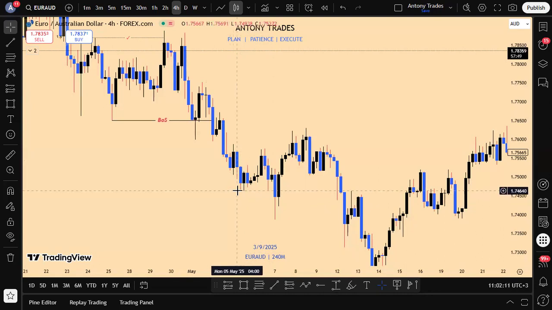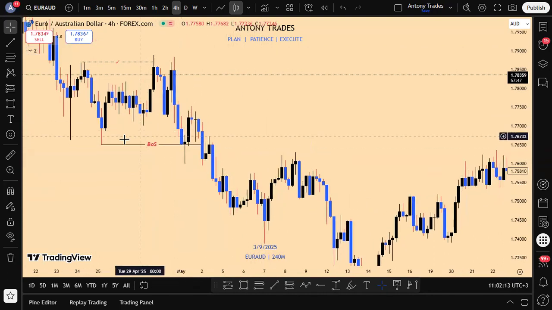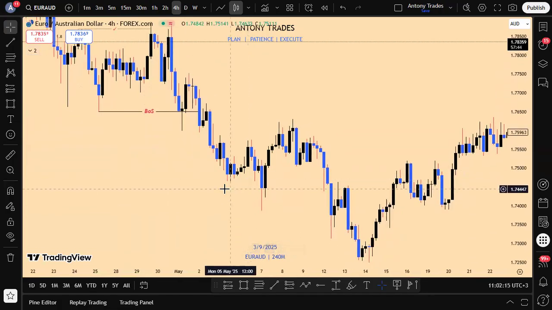Now, continuing, after this break of structure, where do we see another break of structure? We see a break of structure here. But now this is not a valid break of structure. You see this?